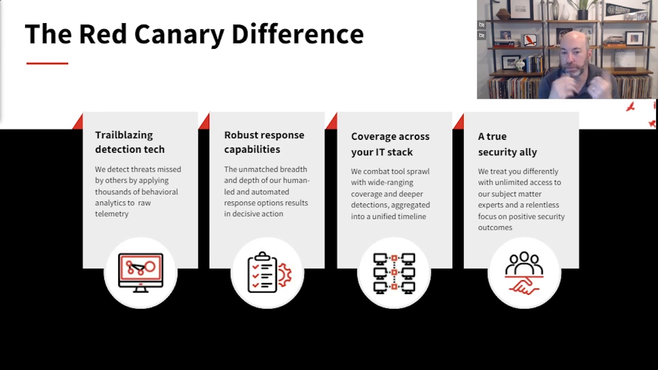The other advantage we have is our coverage. So we combat tool sprawl by having coverage across your endpoints, your networks, your cloud, your identity, your email, and beyond, and take all that information and bring it back together in the end before we present it to you. So whereas today you have disparate tools, we'll take all those disparate tools and put them in context by presenting them in a unified timeline.